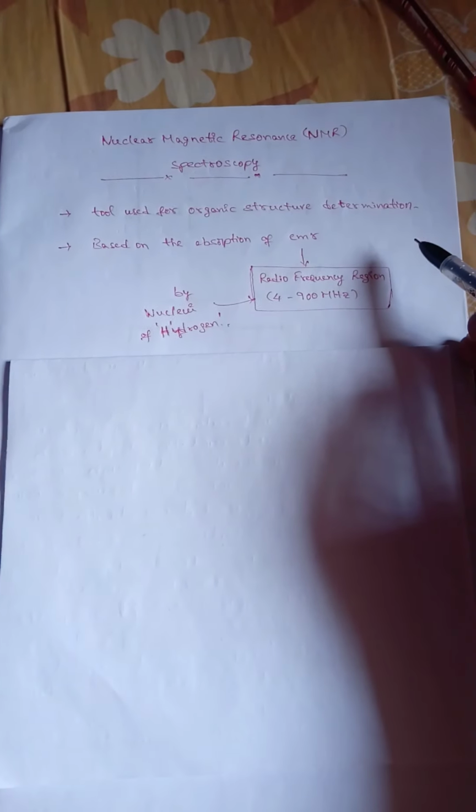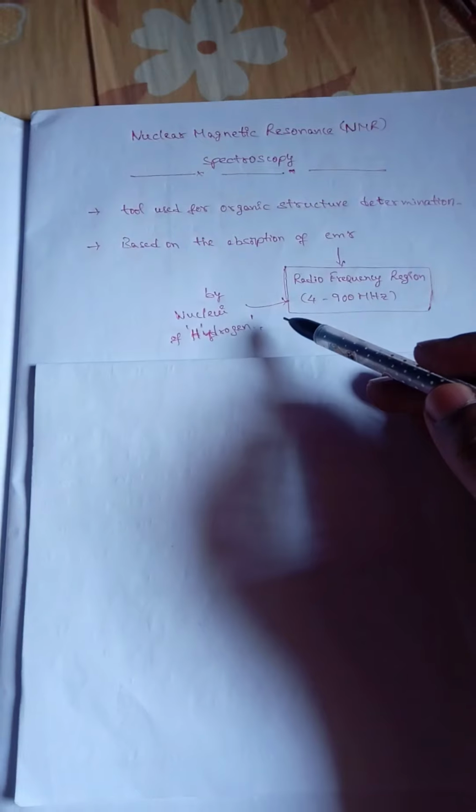In NMR, the absorption of substances occurs in the radio frequency region of the electromagnetic spectrum, resulting in changes of the orientation of the spinning nuclei. It is observed by applying a magnetic field. Here it is a technique based on the absorption of EMR, that is electromagnetic radiation. Under electromagnetic radiation, the radio frequency region, in the range of 4 to 900 megahertz, is absorbed by the nuclei of hydrogen.